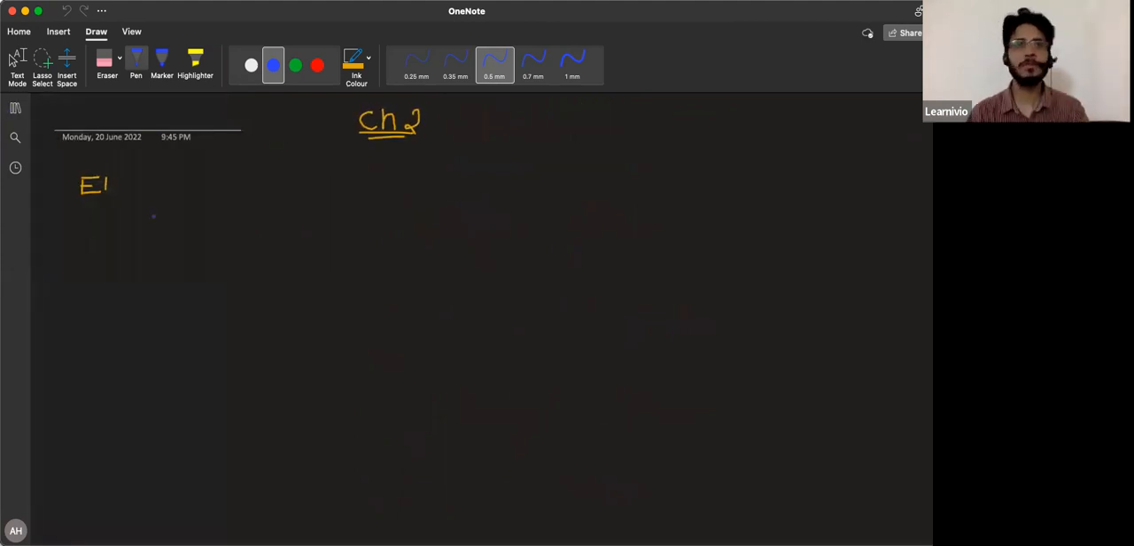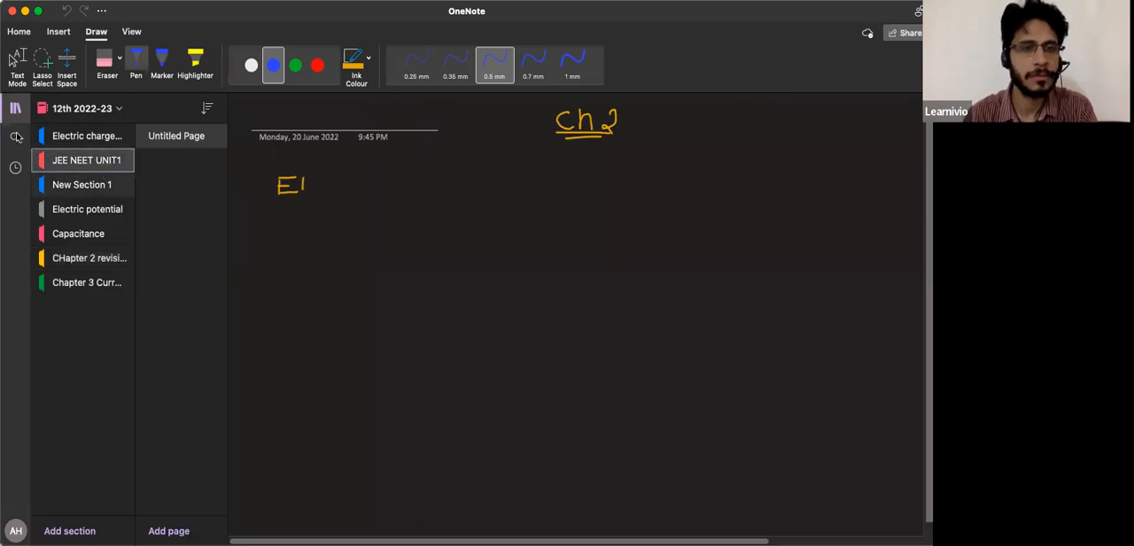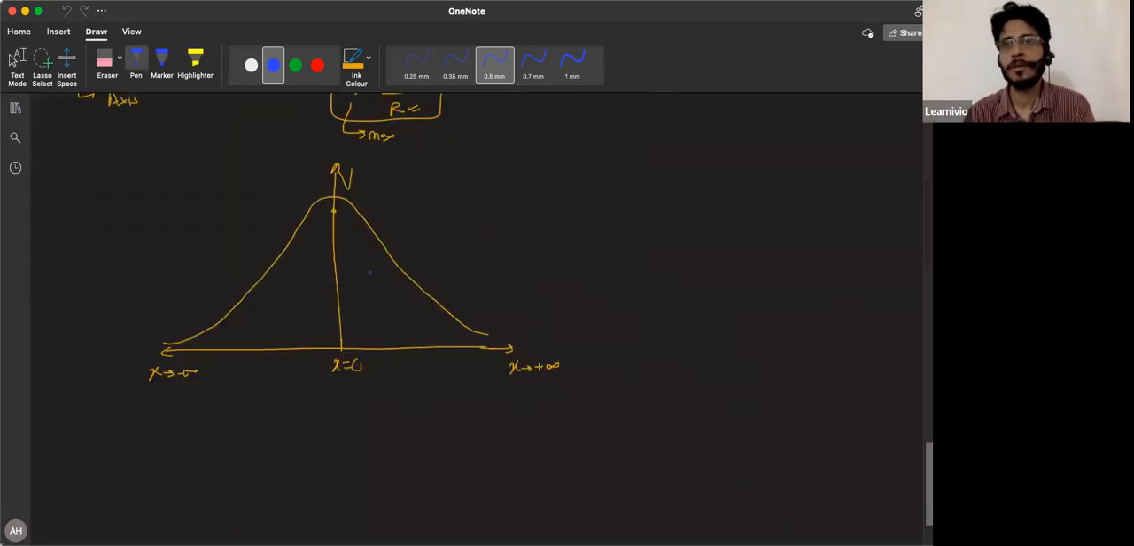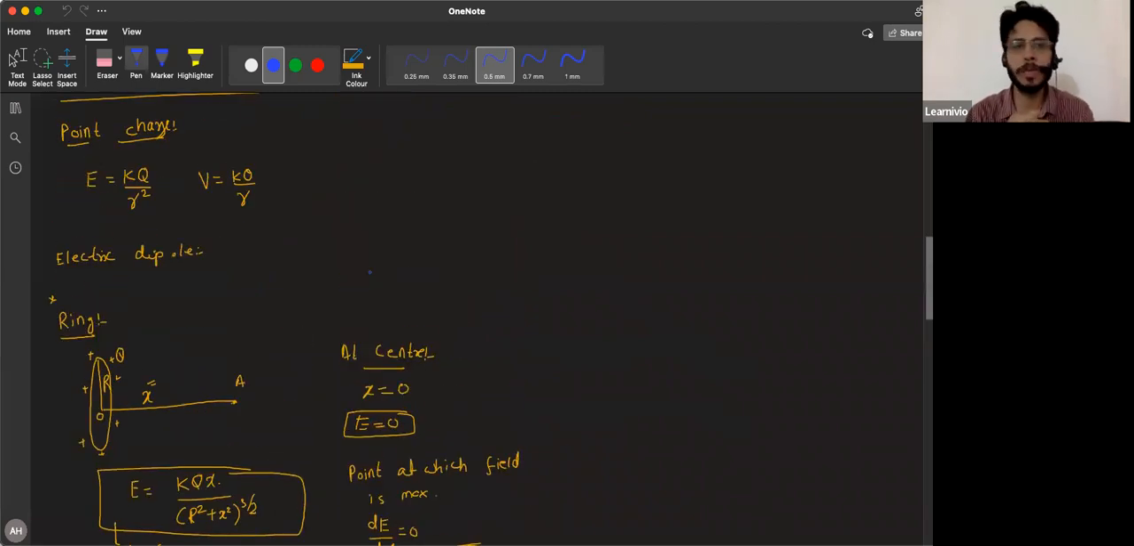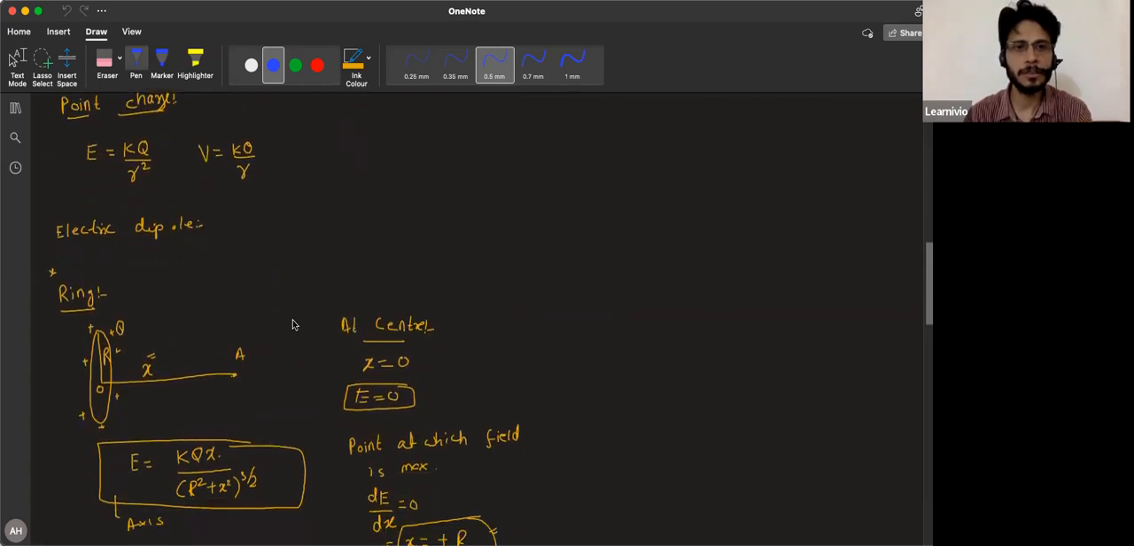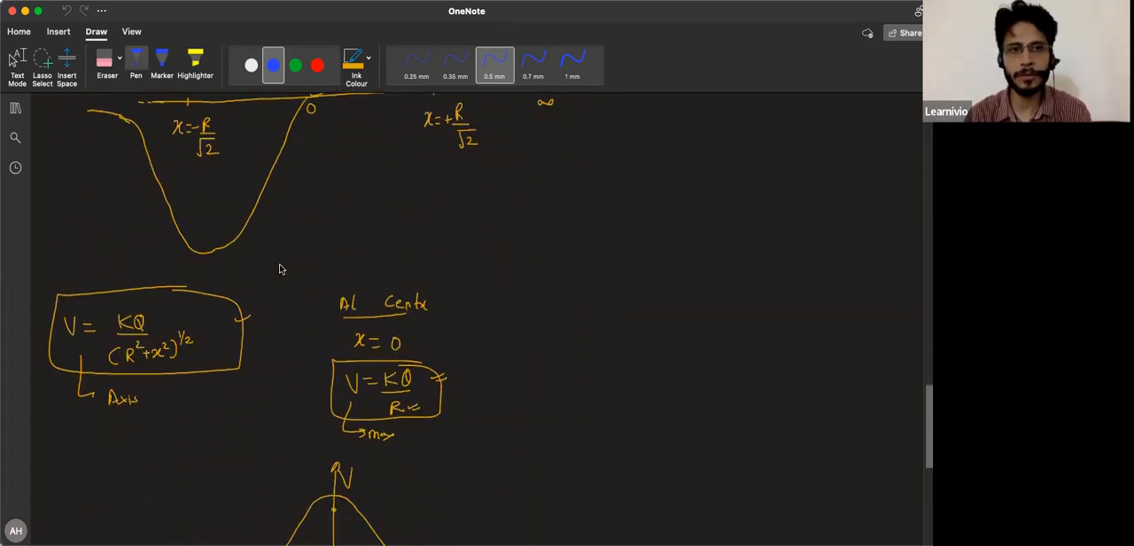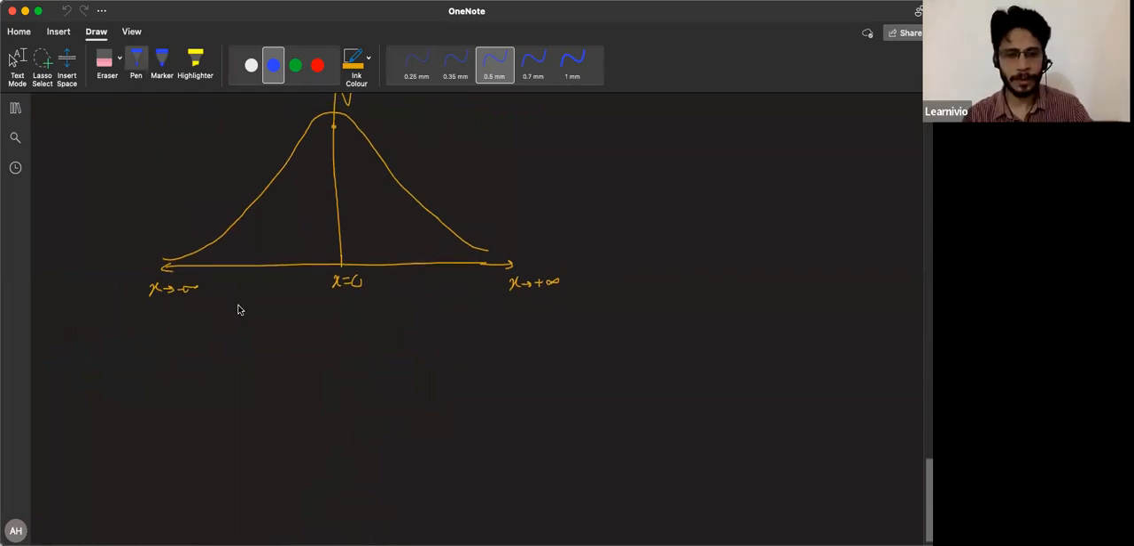So in the last lecture, we were discussing some concepts of electric field and potential, which were not there in NCERT. So we discussed potential and field due to a ring. After ring, we'll do some numericals, but first let's discuss some theory.